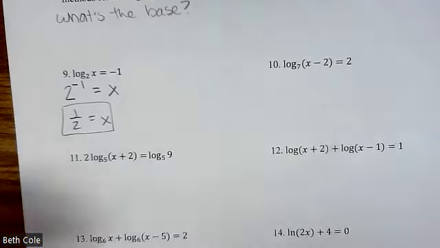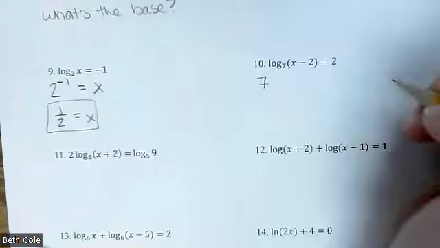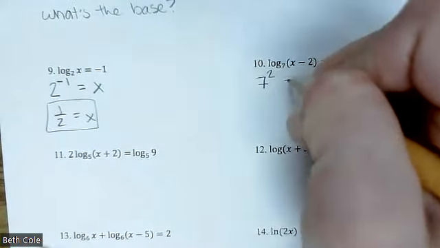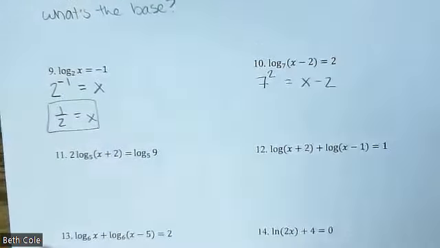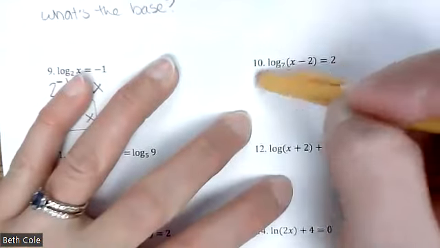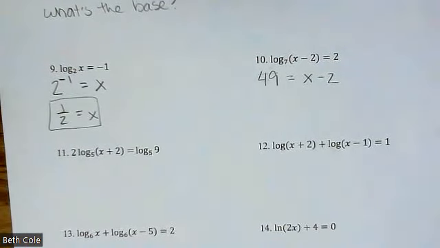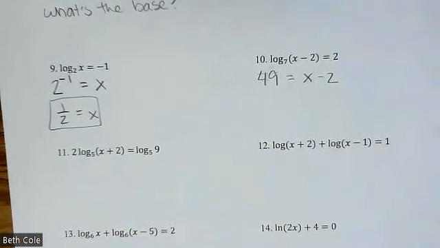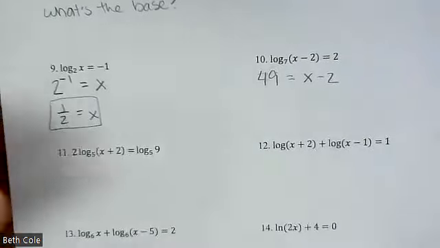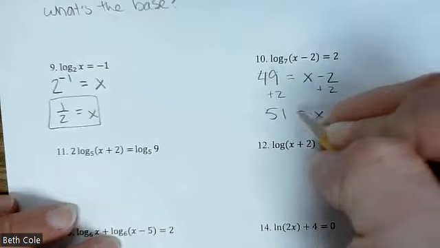So look at the second one. What's the base? It's 7 to the what power? 2 equals, and perfect. I would just erase that and put 49. And then you're practically done. It's like the answer falls into your lap. What would you do to both sides? Yep, +2. So you get 51.